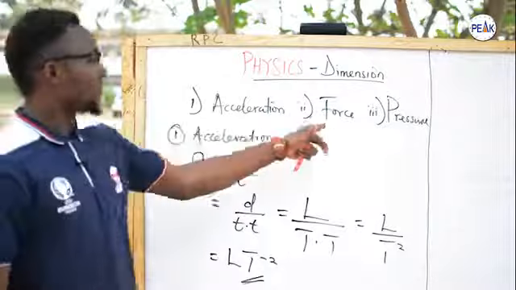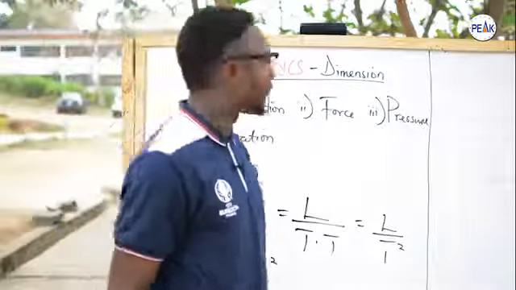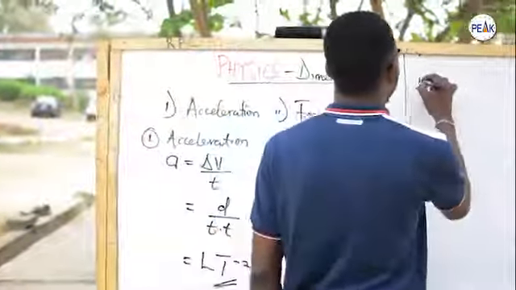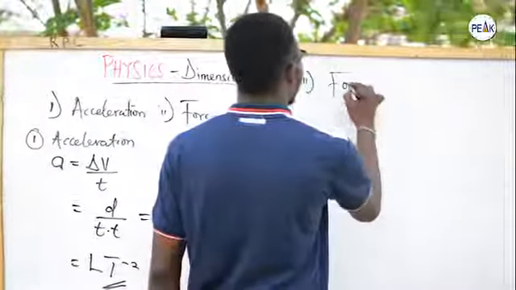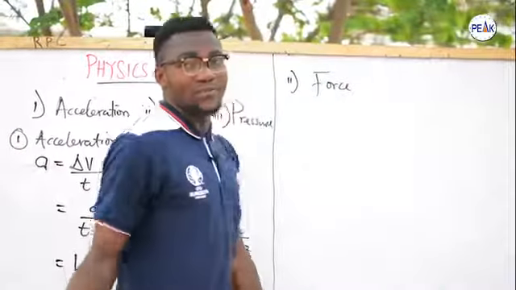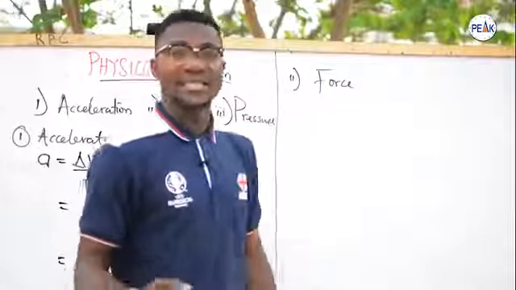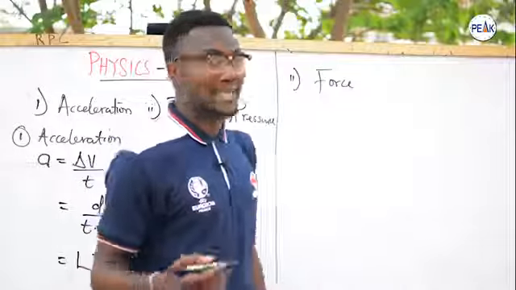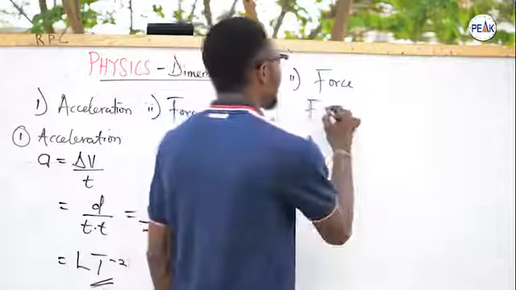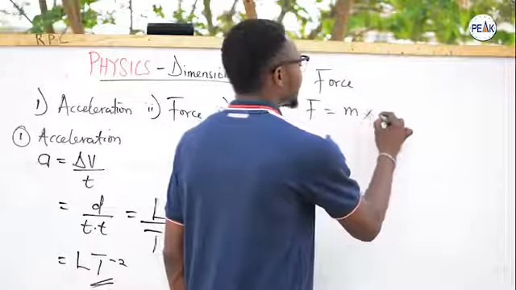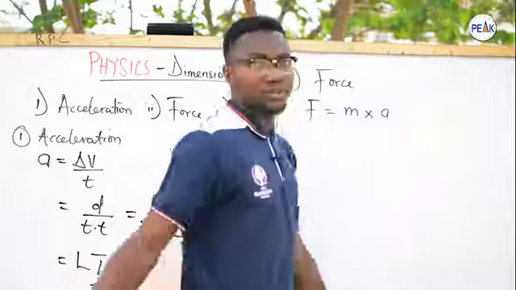Simple. Now let us quickly find the dimension of force. For the second one, I have force. Now what is force? Force is actually equal to mass times acceleration. So my force equals mass times acceleration.